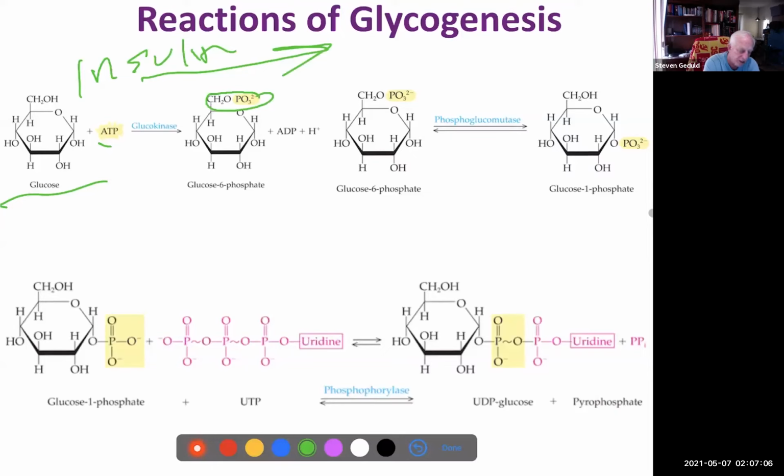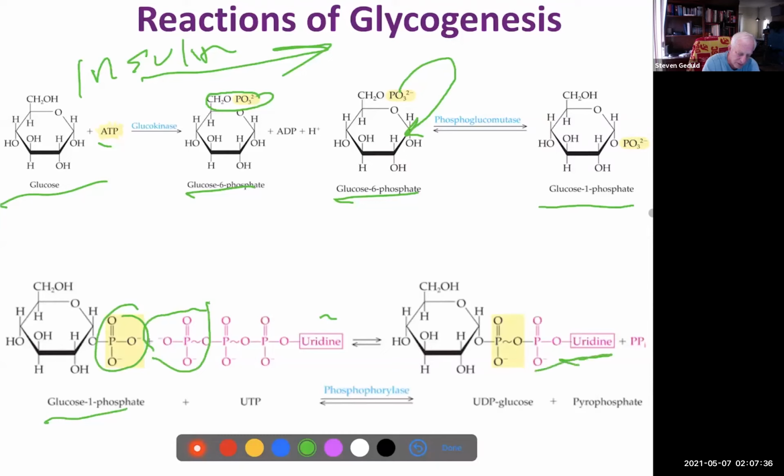Okay, and we take our glucose 6-phosphate, and we use phosphoglucomutase to move this phosphate group to the number 1 position. So now we form glucose 1-phosphate. Glucose 1-phosphate, okay, we use that phosphate bond to link between here to form this linkage with the UDP, to form uridine triphosphate. So it links that together with a high energy bond.